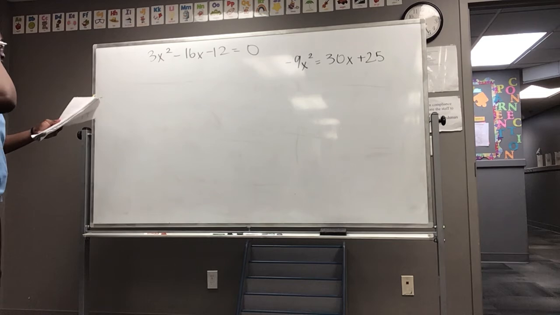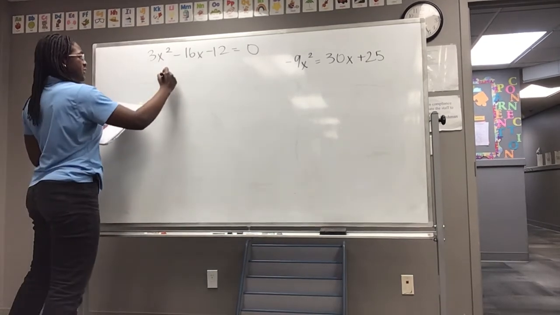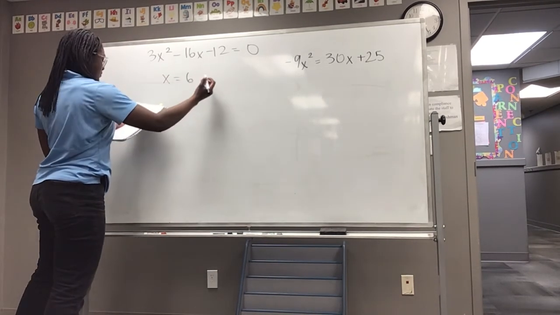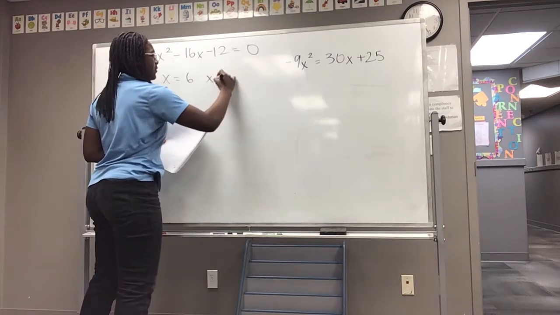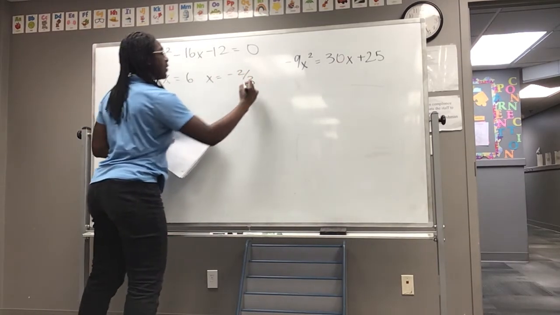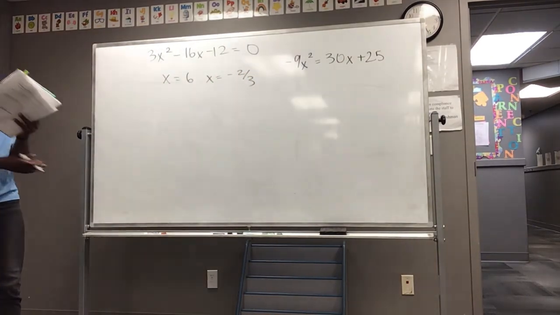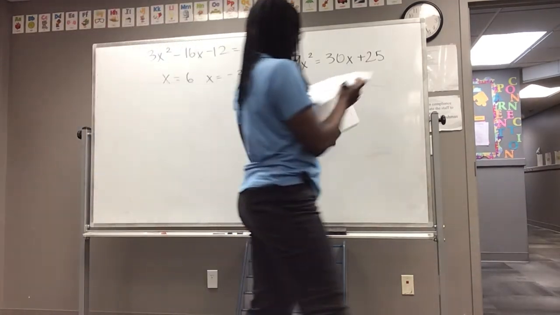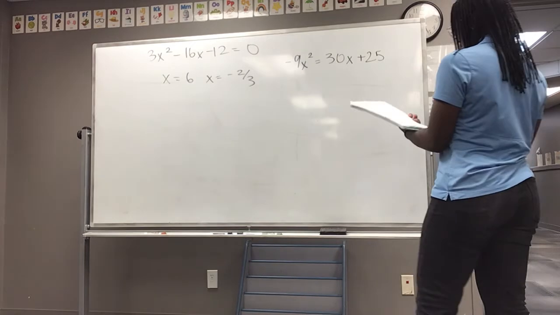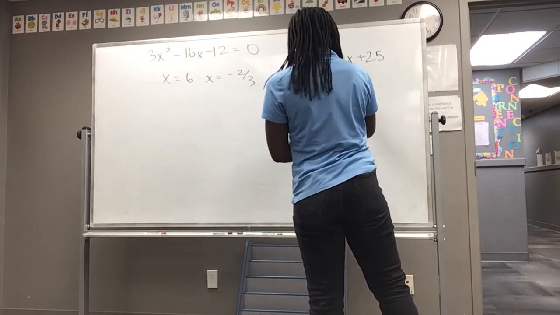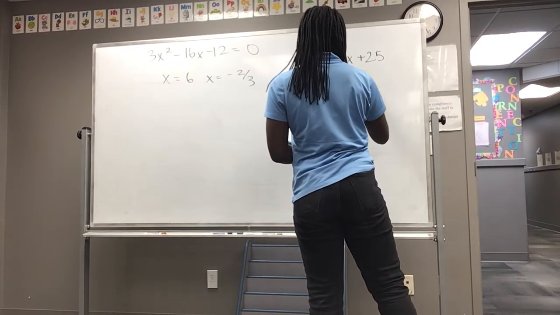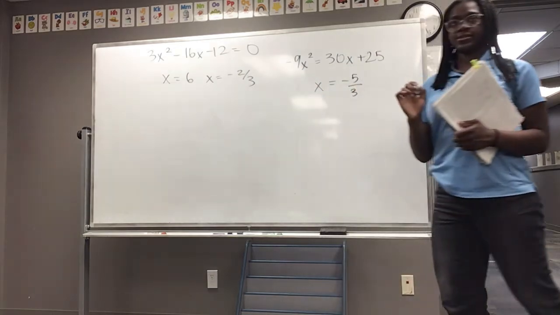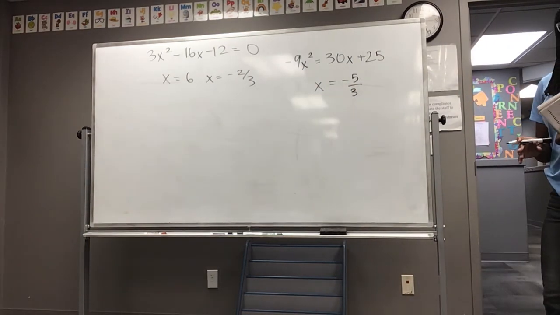Okay, so for the first one, your two solutions should be x equals 6, and then x equals negative 2/3. You guys agree with that? Yeah. And then for the second one, one answer should be x equals negative 5/3. Something like that.